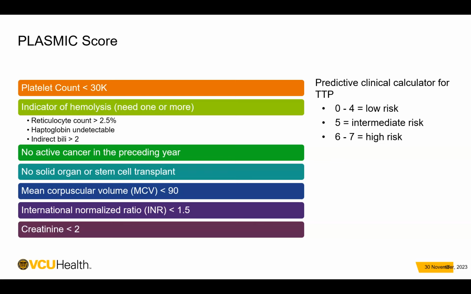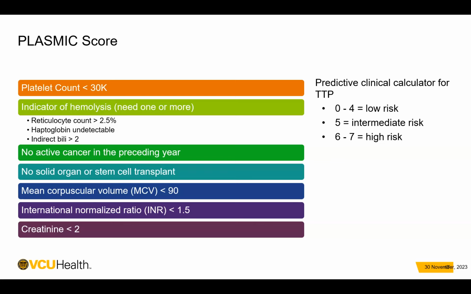So the platelet count was 9,000. So she gets a point there. She had undetectable haptoglobin and a reticulocyte count that was high. So she has the indicators of hemolysis. She doesn't get a point for active cancer or solid organ transplant.